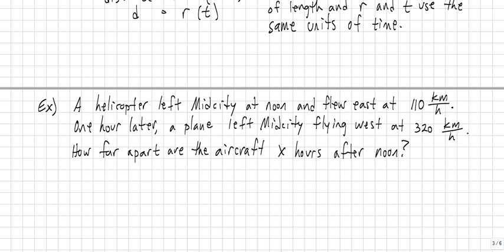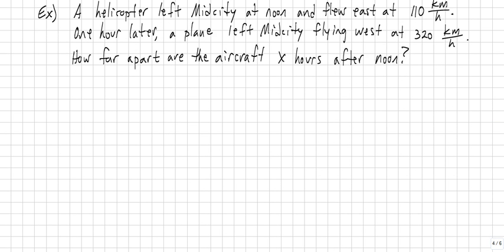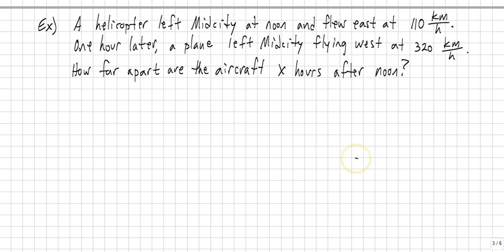All right, so let's look at one of those. Again, we're just practicing taking words and translating into algebraic expressions and equations. So let's say we have a helicopter that leaves mid-city, never heard of that, but we'll just go with it, at noon, and it flies east at 110 kilometers an hour. So if this is mid-city, this helicopter is going to fly east. So there's the helicopter, and it's flying at 110 kilometers an hour.